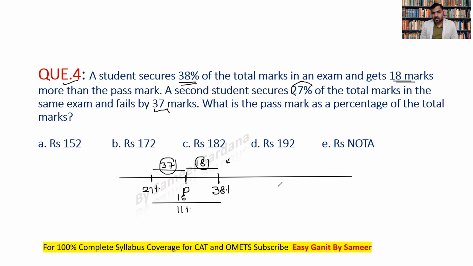So can I say 11% of total marks will be equal to 55? So total marks will be equal to 500. You get it? That total marks will be equal to 500.